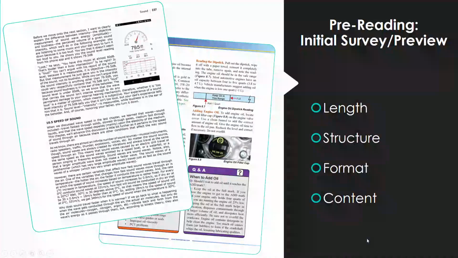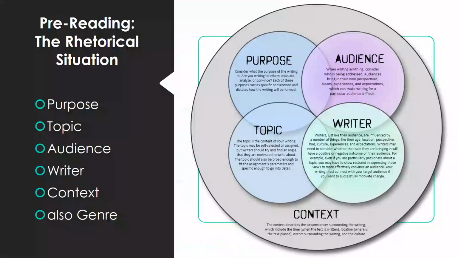Lastly, you can check out the format, which is how it's organized to present you this information. Does it use headings? Does it label charts, images, or tables with captions? Does it use bulleted points or numbered lists? Knowing the overall length, structure, and format of your text will help you decide how to tackle reading it, because you know what to expect. It won't be a surprise.